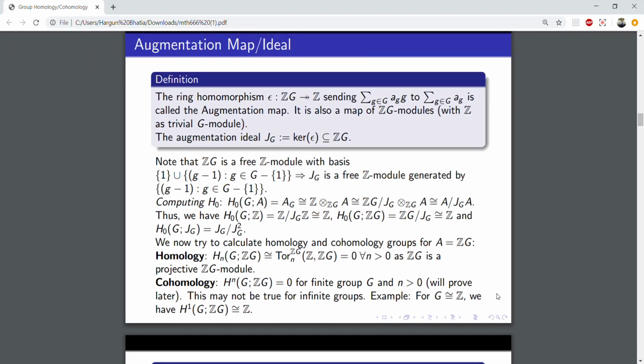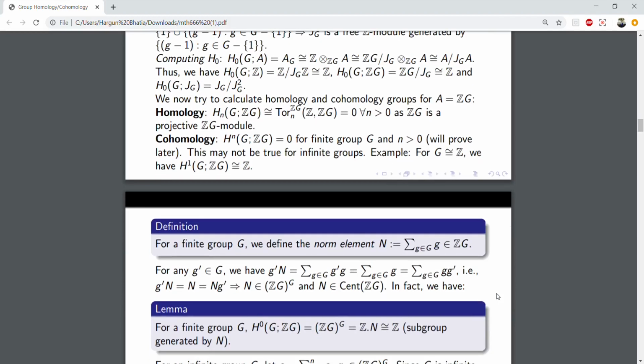What about the zeroth cohomology? This is the G invariants, right? I have to calculate the G invariants. Already you can see that if G is finite, then if you look at this linear combination, the summation over g in G of g, this is an element which is preserved by every element, so it is an invariant. If you multiply any g prime by this element, the summation of g in G, it is just the same thing. That motivates the definition of the norm element.